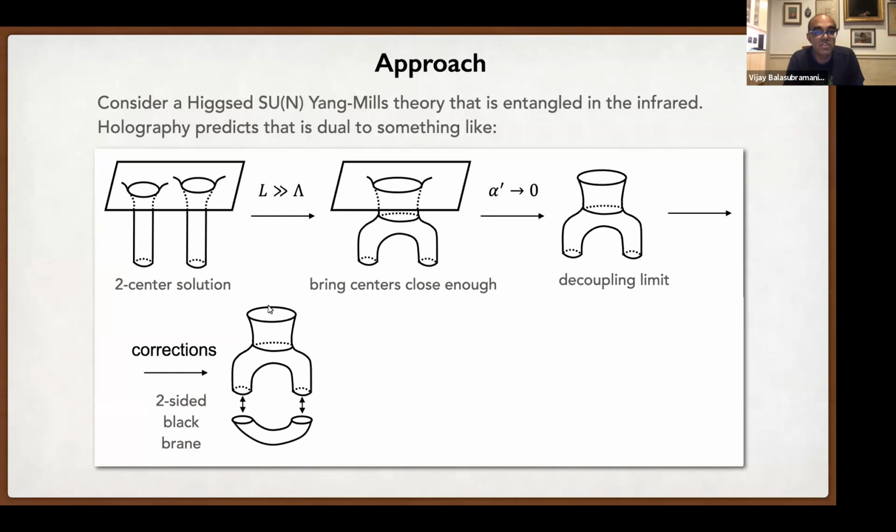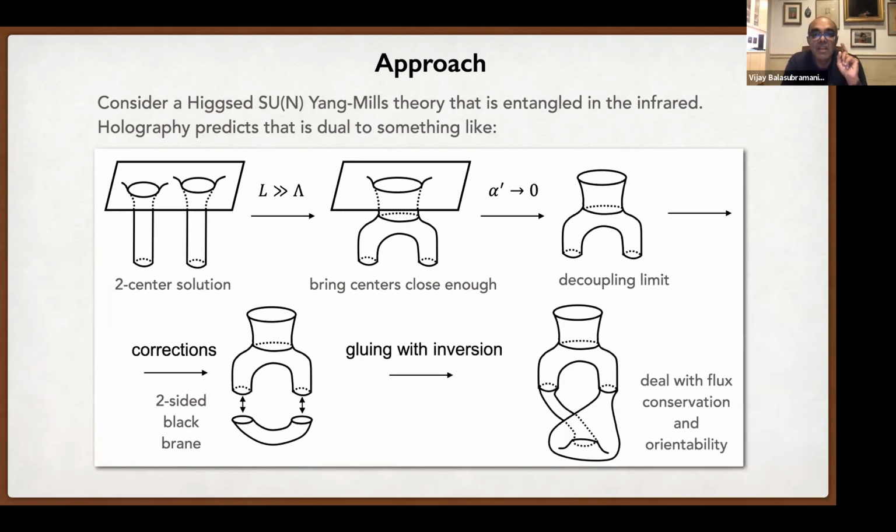And that should give us a geometry, if we believe AdS-CFT duality and that general states in field theory must be dual to states in gravity, then we should be able to do this. Okay, so that's the idea. It's going to turn out that there is a wrinkle or a subtlety, and that you can only do this while preserving flux conservation and orientability and stuff like that.